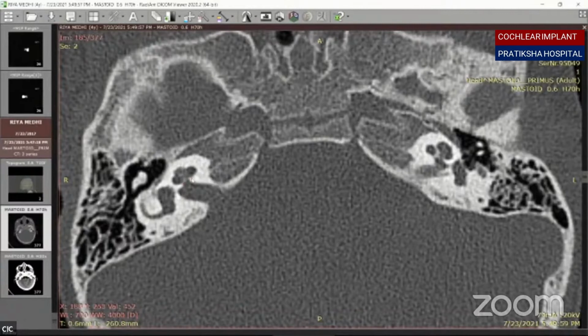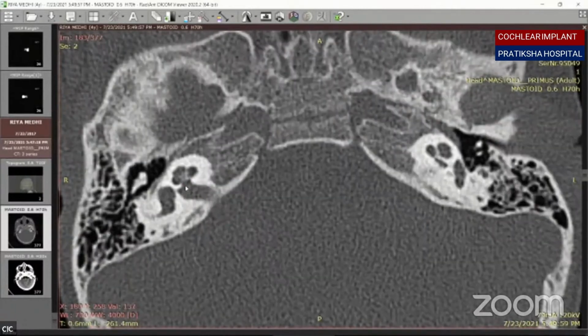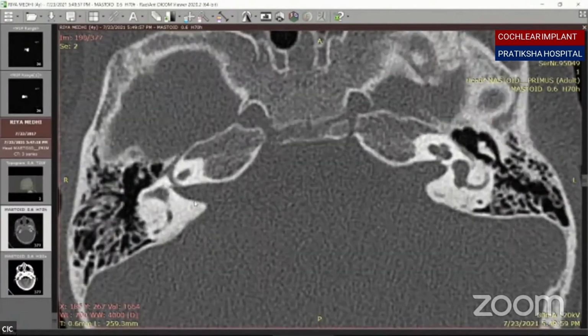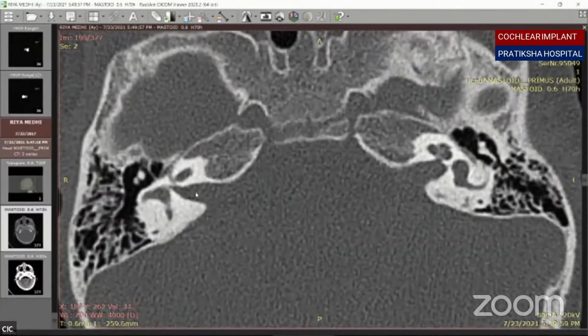Also, we can see the three turns of the cochlea coming into view, the interscalar septum. The next important thing to note is the track of the facial nerve. We can see the facial nerve coming into view, the labyrinthine portion. The typical bird beak sign is appearing here. This is the GSPN, greater superficial petrosal nerve. And this is the tympanic portion of the facial nerve coming into view. Also, we can see the two ossicles in the epitympanum, the malleus and the incus.